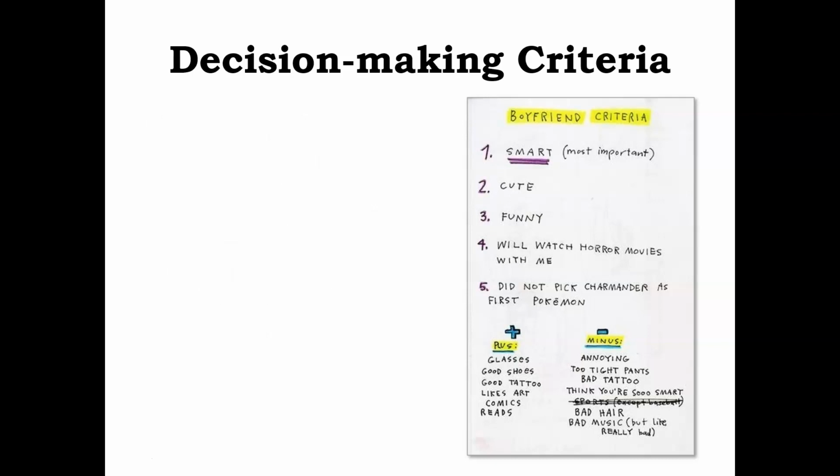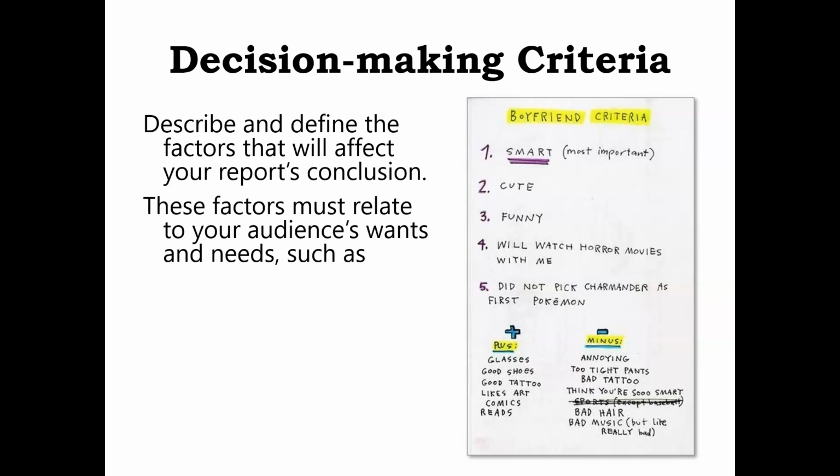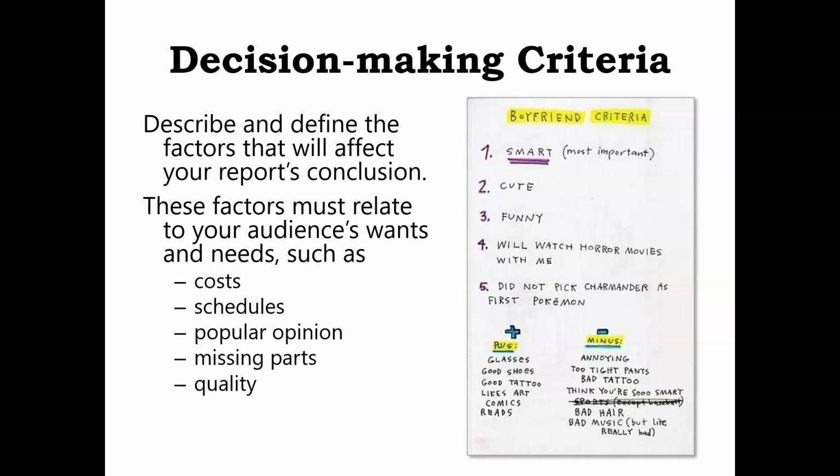So if we talk more about decision-making criteria, what you want to do is describe and define any factor that's going to affect the report's conclusion. The factors that you list here, they must relate to what the audience wants and needs. For example, how much does something cost? How long will it take to do this project? What do other people want? Are there any missing parts that the audience needs to fill in? What is the best, highest, lowest quality?